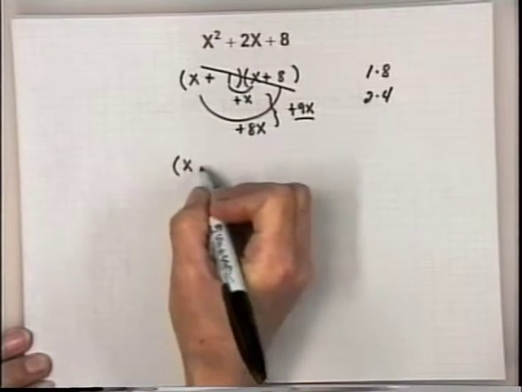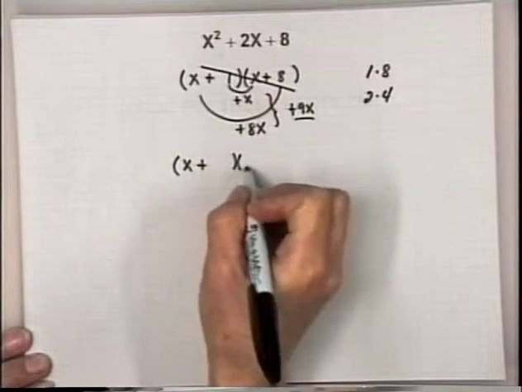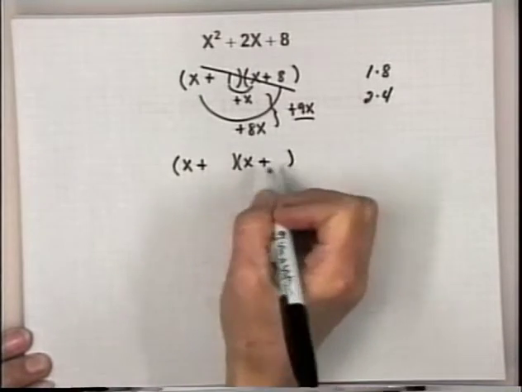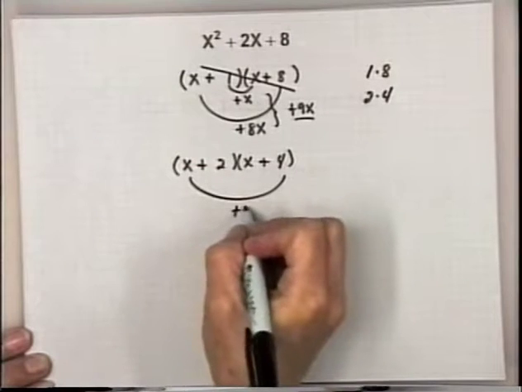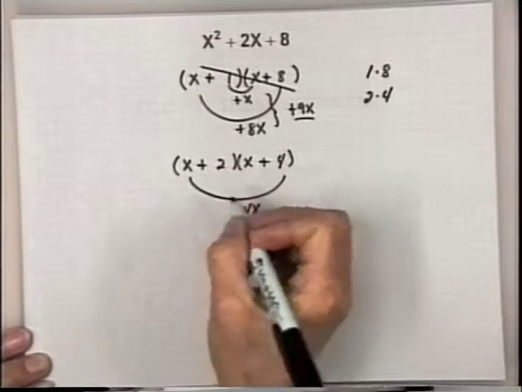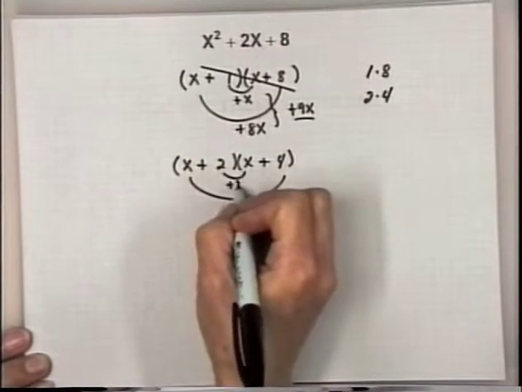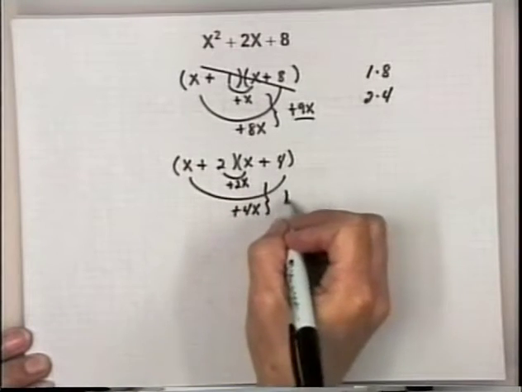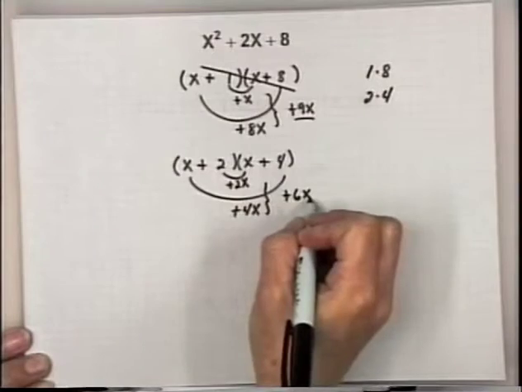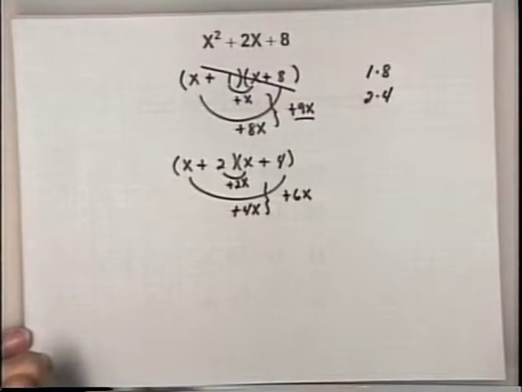If I try using the 2 and the 4, let's put those in and see what happens. My outside product is a positive 4x. The inside is a positive 2x. When I add those together, I have a positive 6x, which is still not my 2x.